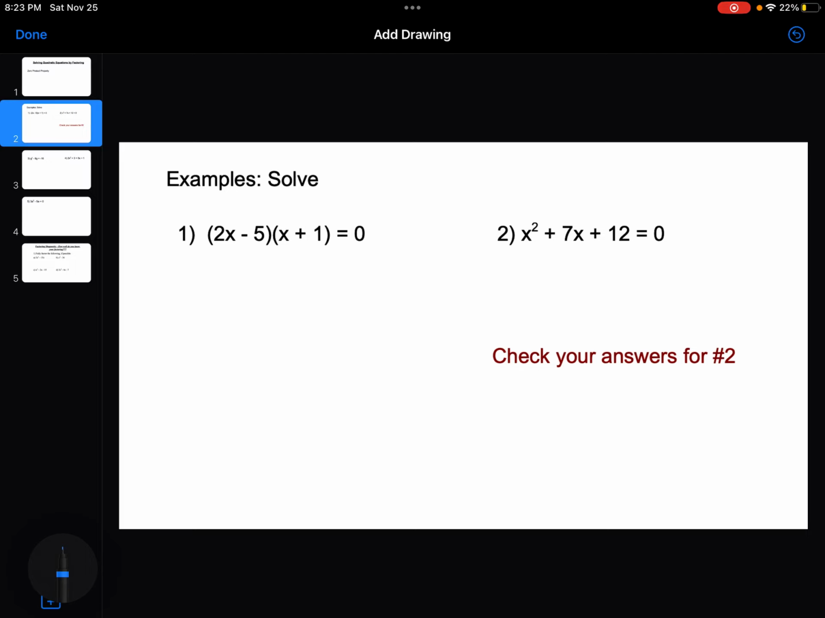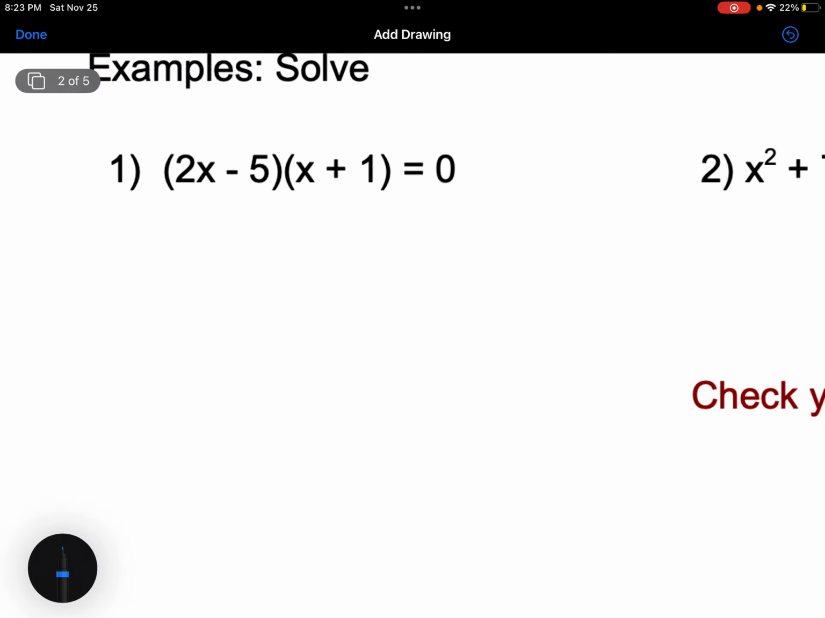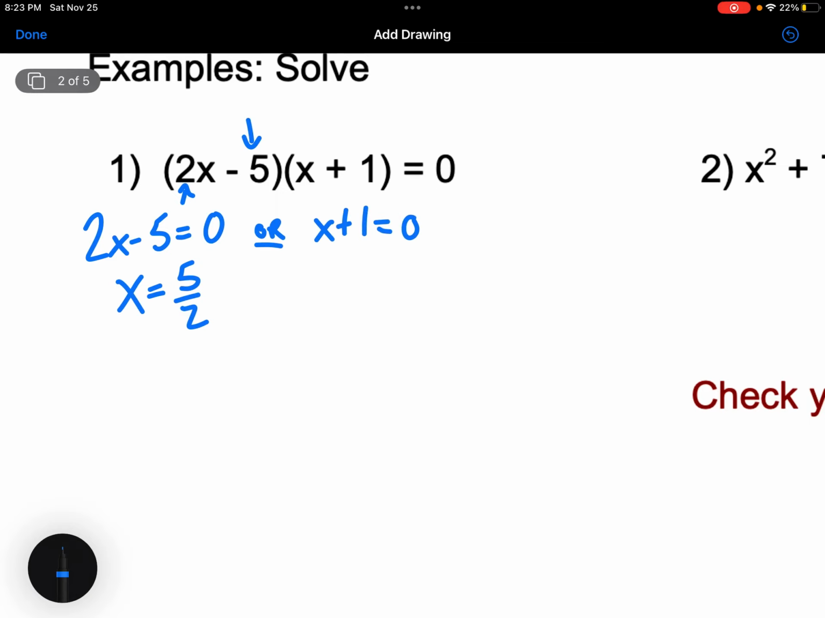already got it factored. So all we have to do is then create a situation where 2x minus 5 equals 0. Well, that happens at x equals 5 over 2. We switch the sign here and divide by what's in front of x. Okay, so the second bracket, we have or, because they're not going to be the same time, x plus 1 equals 0. So that would be x equals negative 1. We switch the sign, divide by what's in front of x.